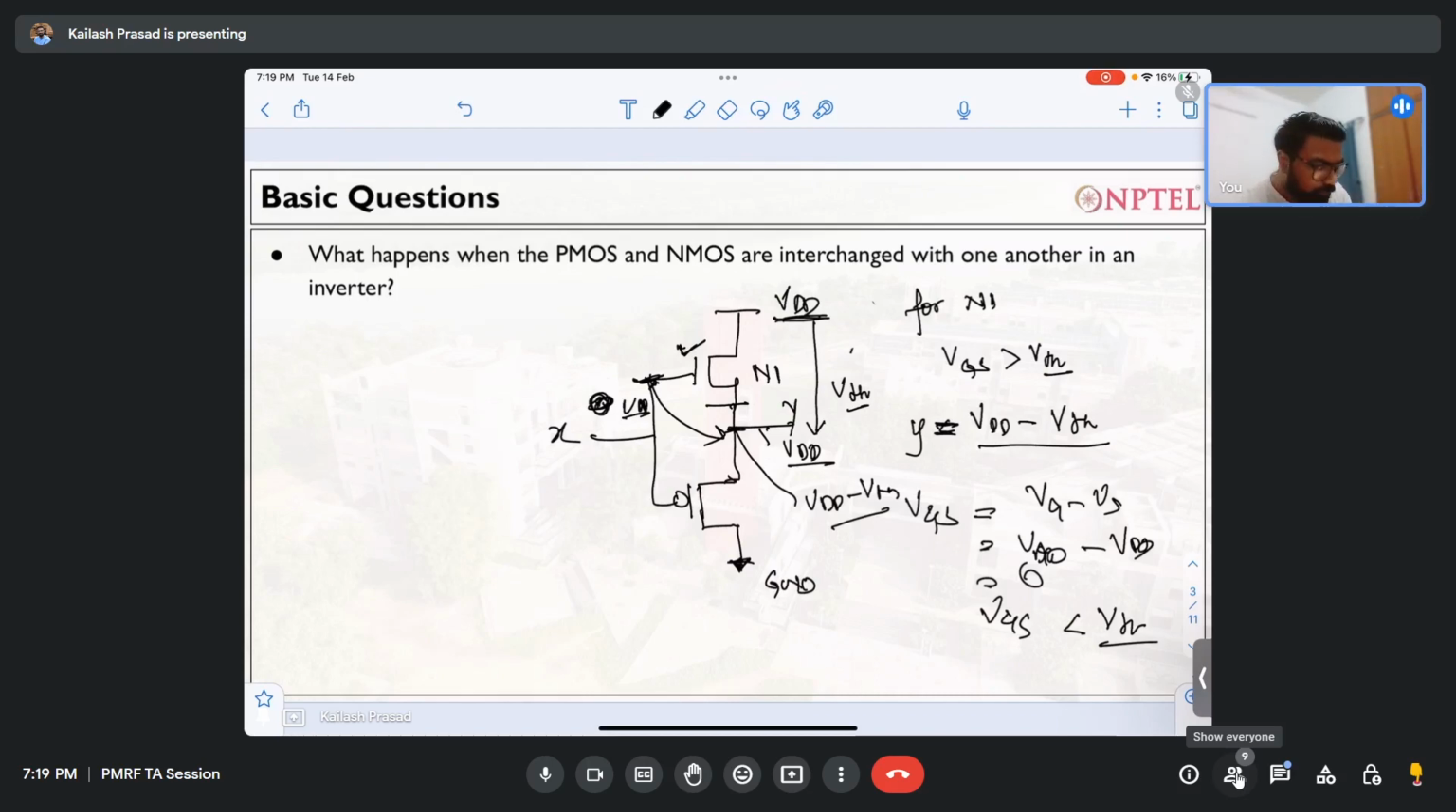That's the reason we say that the NMOS is good at passing 0, but not good at passing 1. So what we got is that if I provide VDD here, in X, the output we are getting is VDD minus VTH. Now let us see what will happen to PMOS.